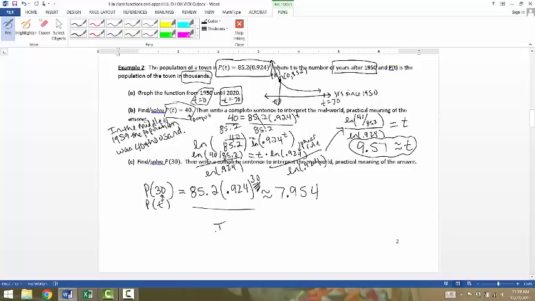So 30 is the number of years since 1950. So in 1980, 30 years after 1950. And the 7.954 is the population in thousands. So if we were rounding to the nearest person, this would say that the population is 7,954 people. That's pretty accurate. A little bit ridiculous to round it to the nearest person. We probably don't have that much accuracy with our model, but that is literally what it would mean.